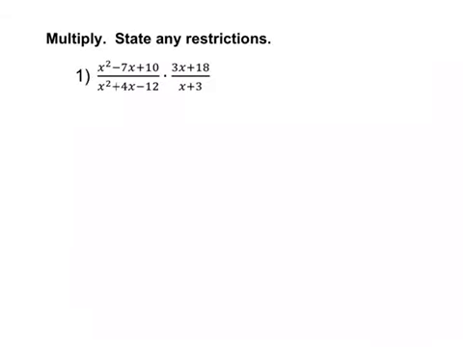Okay, hi. So today we're going to be multiplying or dividing rational expressions, right? So in this case, I want to start by multiplying those two rational expressions, but before I multiply, I want to simplify anything that I can simplify, so it's easier for us to multiply. So I'm going to start by factoring each space right here.